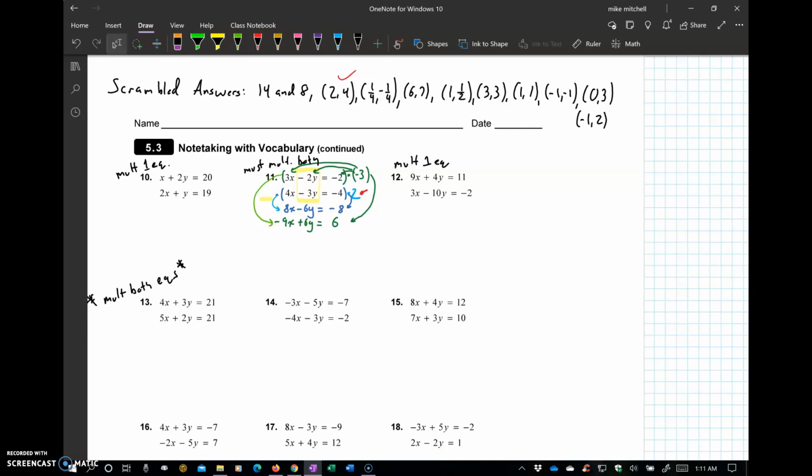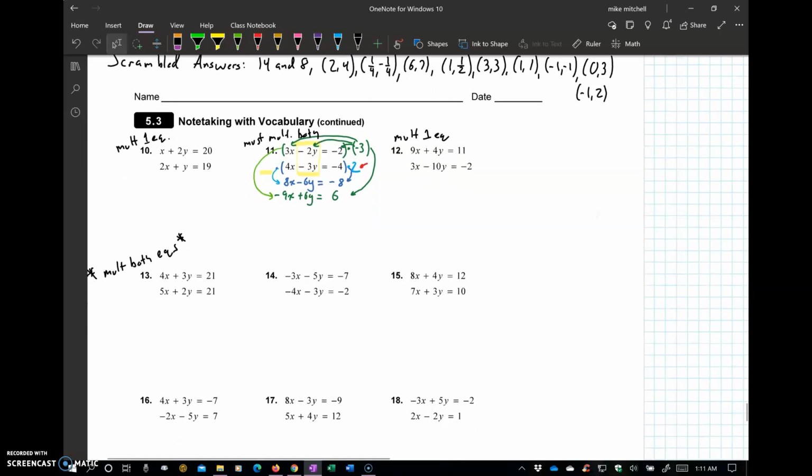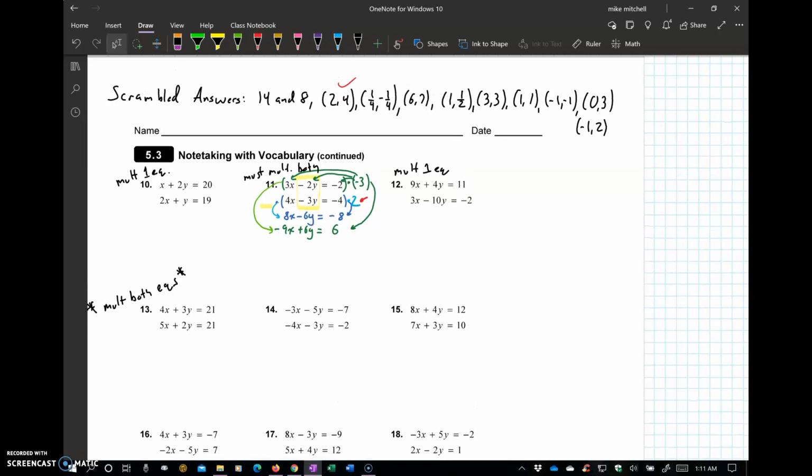10 and 12, you got to multiply one equation. 11, 13 to 18, you got to multiply both of them. So again, this takes some multiplication skills. I want to get opposites. Geez, 3 times 3 gives me 9. That's good. But I need opposites. I need 9 and negative 9. So I'm going to multiply by negative 3.